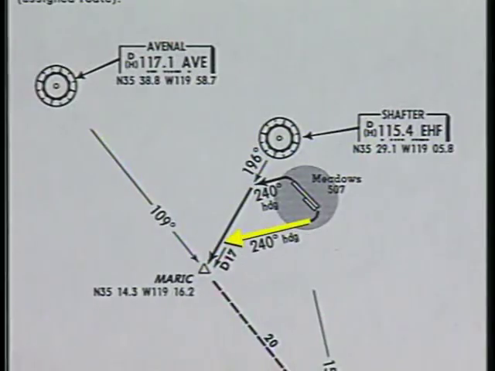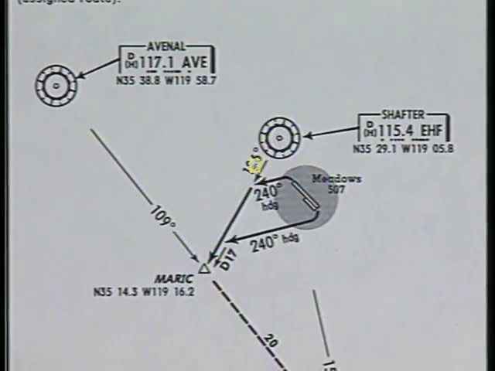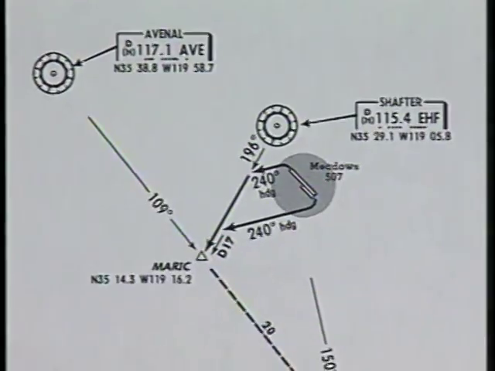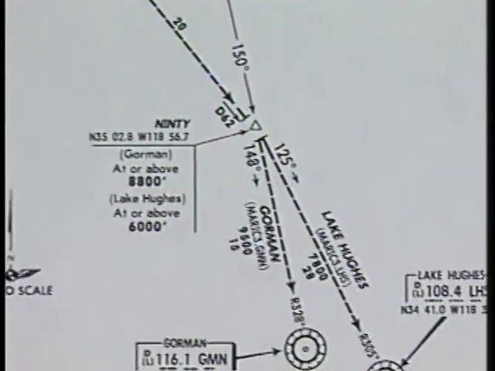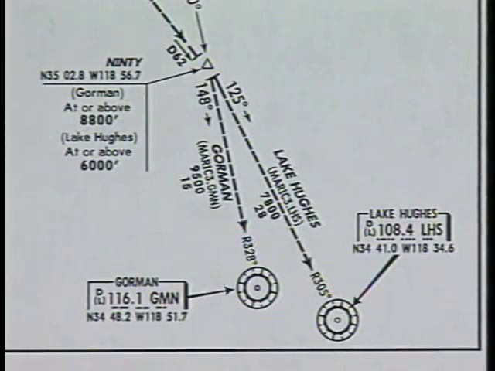From there, the procedure calls for you to intercept the 196-degree radial of the Shafter Vortac and proceed to Merrick intersection. To reach Gorman, fly the 109-degree radial of the Avenel Vortac until you intercept the 328-degree radial of the Gorman VOR. Then fly direct to Gorman VOR. From this point, proceed according to your flight planned route, unless otherwise instructed.